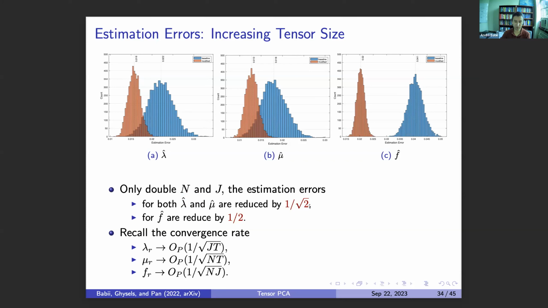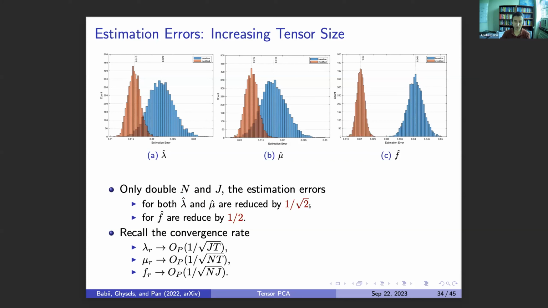And now we double only n, and in that case, we expect no improvements for lambda, and we expect that errors for mu and f would be reduced by a factor of 1/√2. And we kind of see it here. There are no improvements for lambda, and we get roughly, on average, 1/√2 improvement for mu and for factors f.